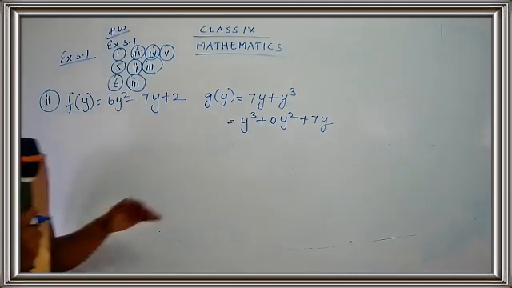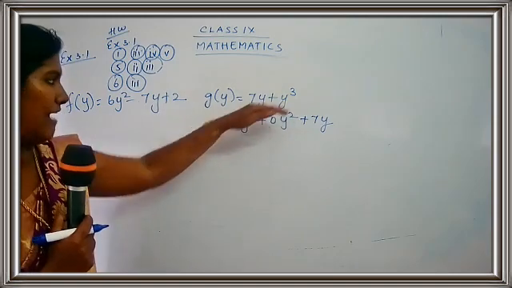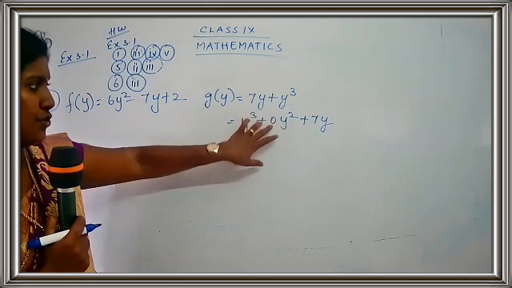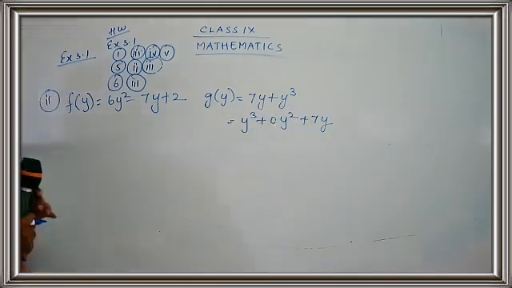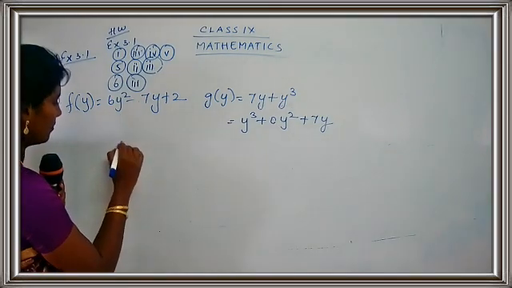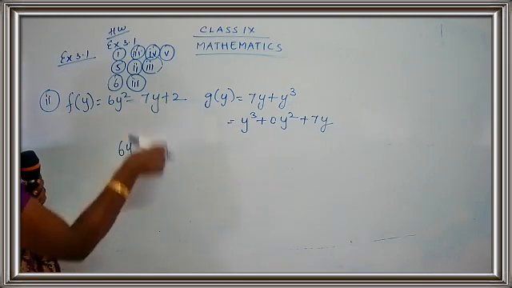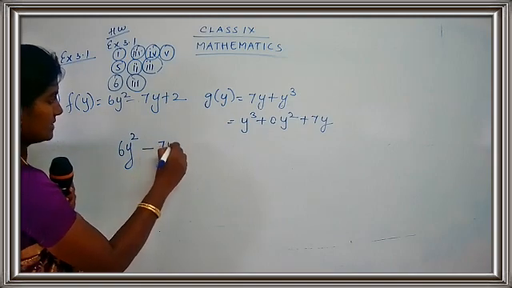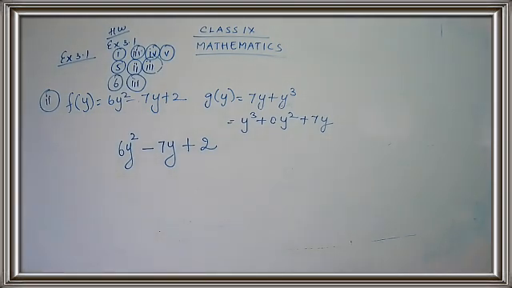So what I have done is arranged them in an order. I have written in the descending order. I have taken the biggest power, y cube, no square term is there, so 0 y square, then 7y as it is. So you have to subtract. Let us write down the polynomial properly. Write down the powers properly also. Power, power, power, power. So be careful when you arrange the terms. So 6y square minus 7y plus 2. I have written the first polynomial, 6y square minus 7y plus 2.